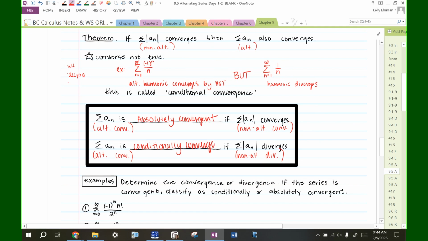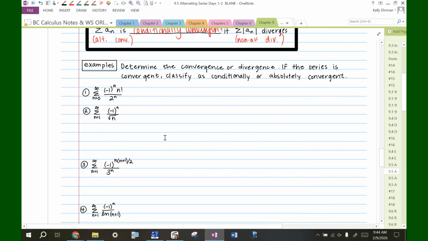And we usually use this for alternating series, but again, it doesn't have to be alternating. It's just if you are looking at a series that's not always positive, and that converges, and then also the always positive converges, then that's absolute, or vice versa, it's conditional. So let's take a look at these examples. Determine the convergence or divergence, that's step 1, and then if the series is convergent, classify as conditionally or absolutely. They love to make these parts of free response questions, and it's very likely that part of one of our free response questions on our Chapter 9 test will be about this conditional or absolute convergence.